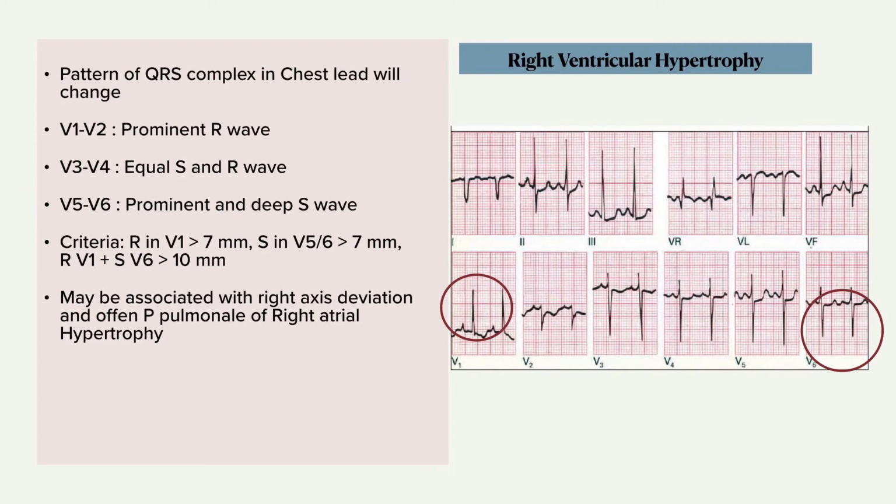Right ventricular hypertrophy may or may not be associated with right axis deviation, and often there will be P pulmonale of right atrial hypertrophy.